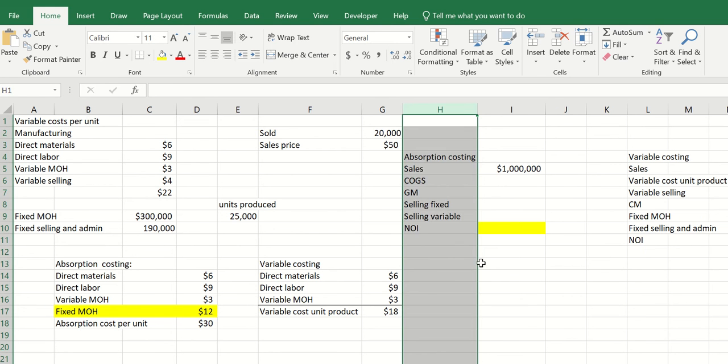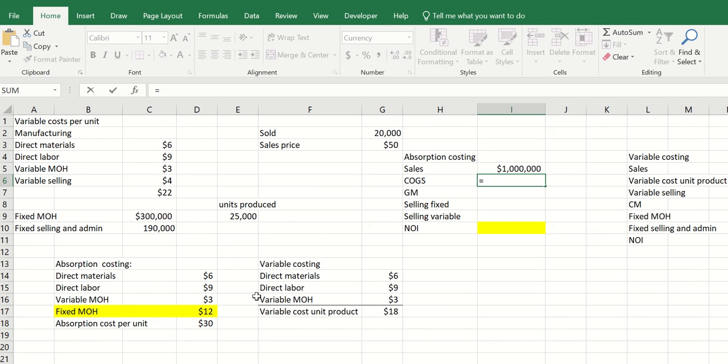Let me delete this. Right, so absorption costing, we have our cost of goods sold. Our cost of goods sold is going to be our absorption costing per unit. And remember, we're now going to use the amount sold, because we're not going to use the amount produced since we didn't sell all of these. We only sold this amount for cost of goods sold. Right, and then we can do our gross margin, this one minus this one, and then our selling fixed expenses and our selling variable.